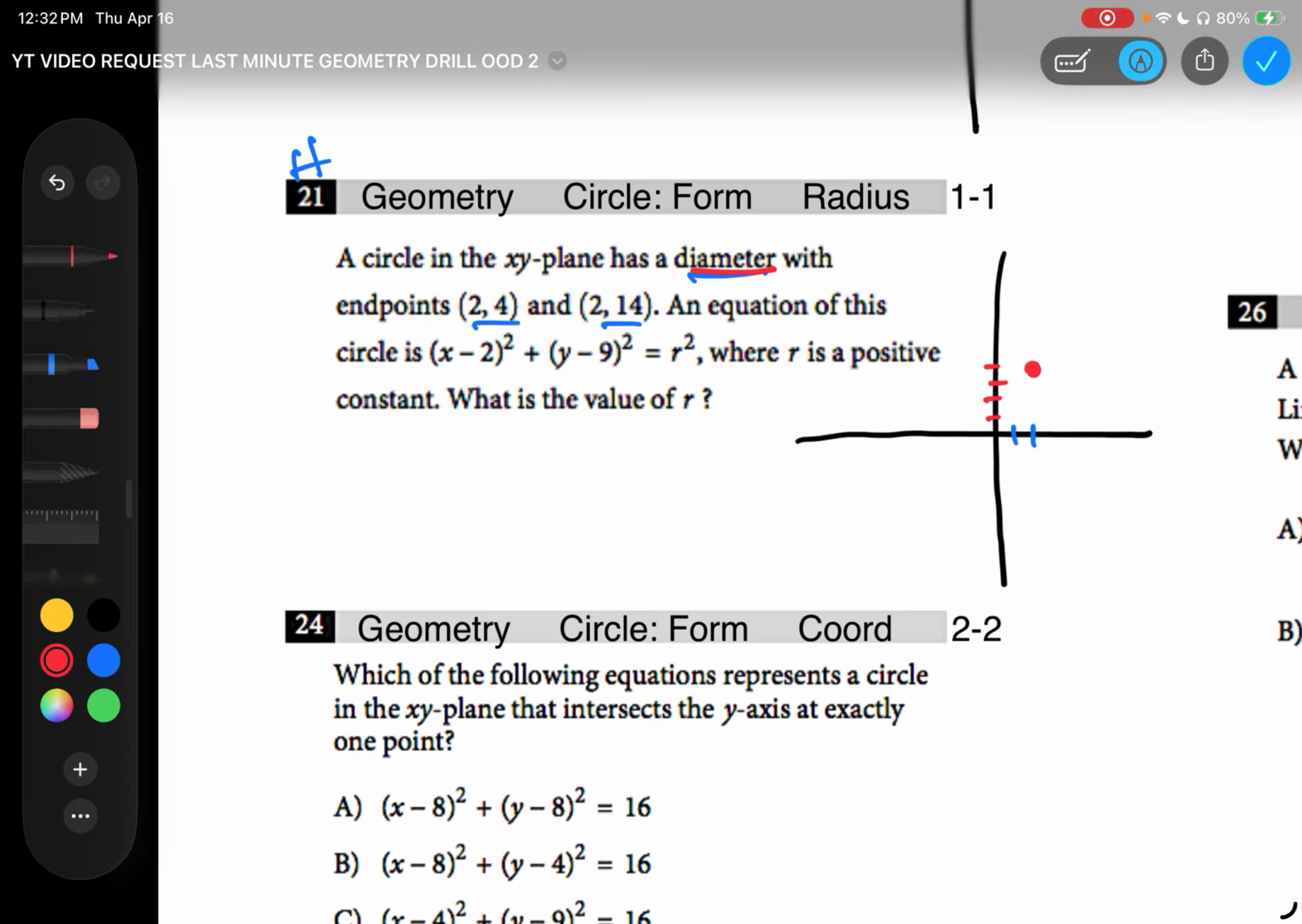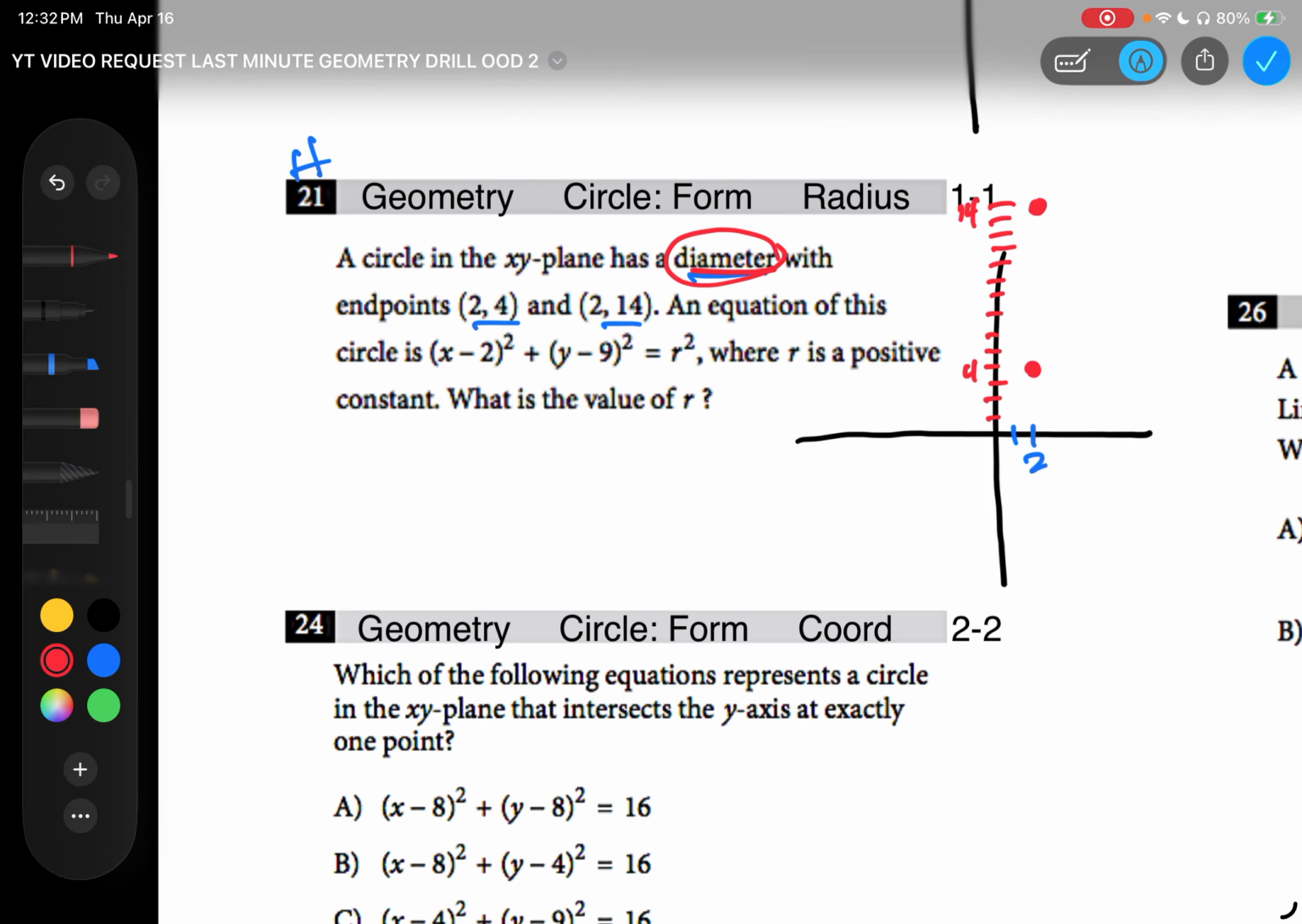So I'm going to go out 2 again, right? Out 2, but this time I'm going to go upstairs 14. So I already got 4. Here's 5, 6, 7, 8, 9, 10, 11, 12, 13, and 14. Let me write that 14 there because that one was 4. So there's my other coordinate point for my diameter.